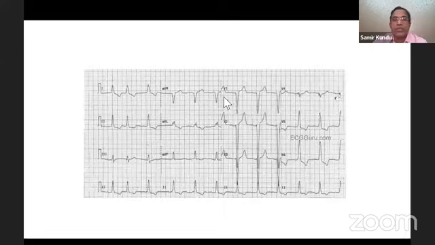So this is the ECG of left bundle branch block. There is a very deep S wave, and the combination of the S wave in V2 and R wave in V6 is more than 45 millimeter, and the QRS duration is prolonged. This is the ECG of LBBB with hypertension, left ventricular hypertrophy.